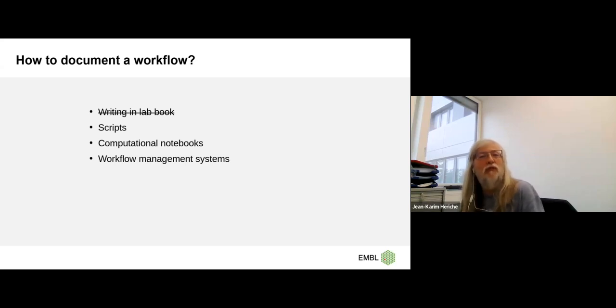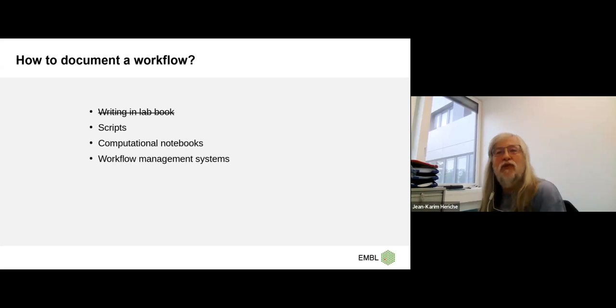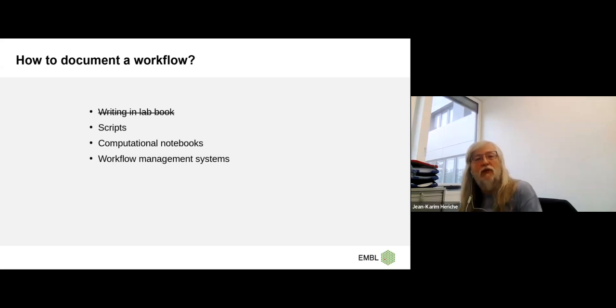So computational notebooks go a step further, because you can actually have, let's say, the plots or whatever derived output shown directly in it, but still it requires some effort to properly document a number of metadata. So really the best way is to use a workflow management system. And that's basically what I mentioned at the beginning. That's what we're trying to do.